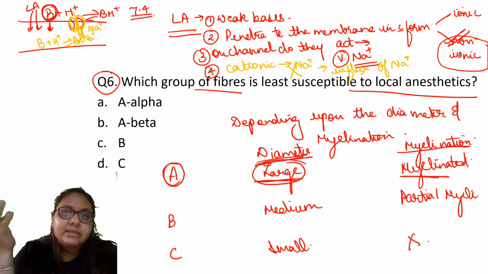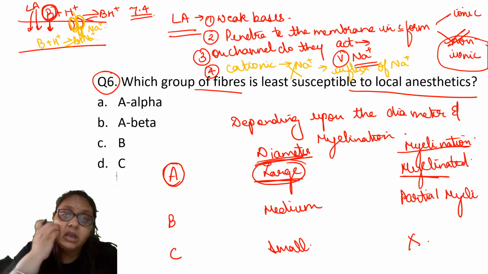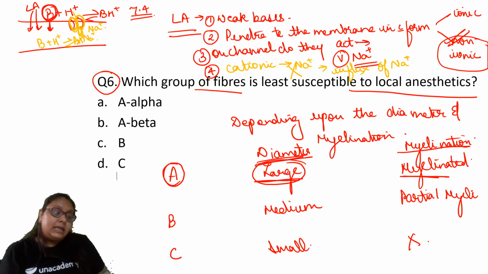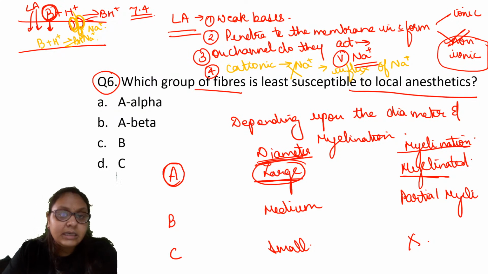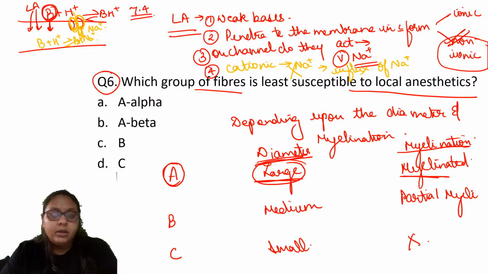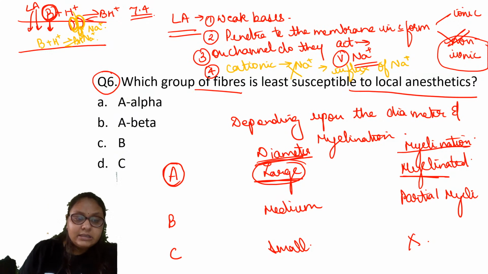These are weak bases, they penetrate the membrane in the non-ionic form. They act mostly on the voltage-gated sodium channel and that too in the open state. Dr. Ragul, is it clear? So this is how the local anesthetics work.